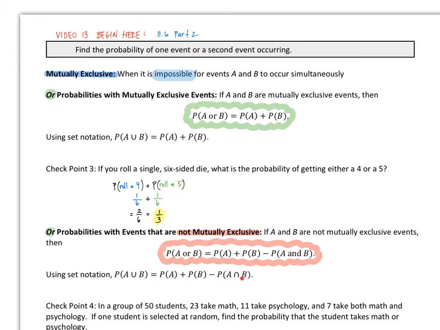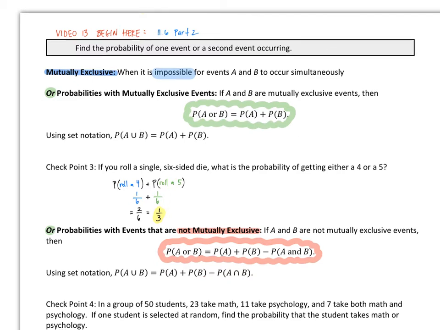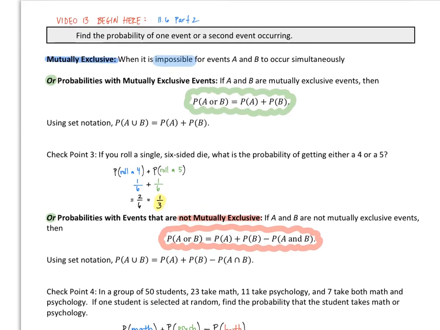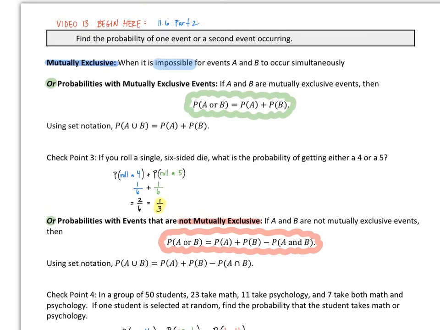Again, here's your set notation. I'm not going to worry too much about that right now. So let's take a look at this with our checkpoint number 4. In a group of 50 students, 23 take math, 11 take psychology, and 7 take both math and psychology. If one student is selected at random, find the probability that the student takes math or psychology.